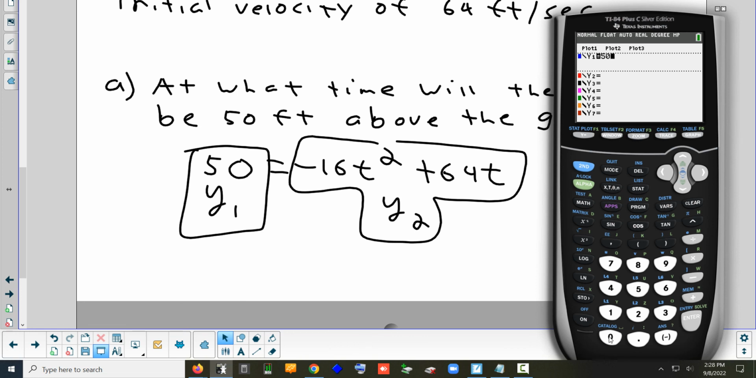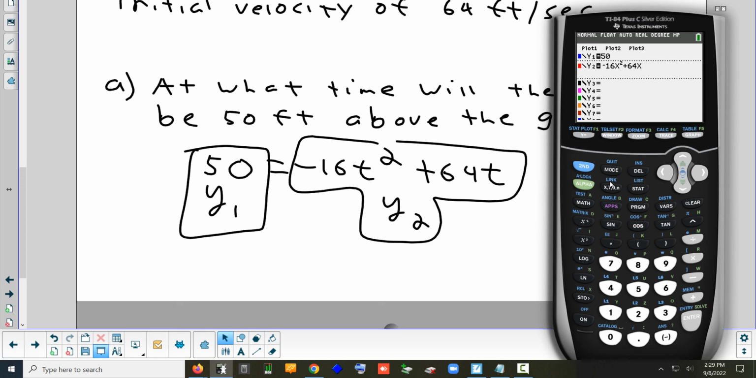Let's put in 50 and negative 16 x squared plus 64x. You can't use t, you have to use x. Even though we use t, the calculator only uses x. So we're going to draw two things on the screen. And what do you think we're going to look for? Yeah, we're going to look for the intersection.